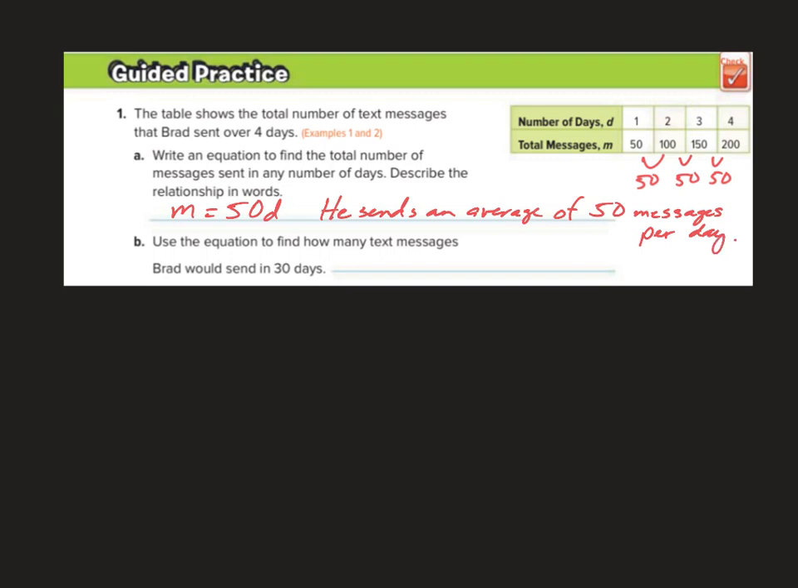Now we need to use the equation to find how many text messages Brad would send in 30 days. So we just apply our equation, M is equal to 50, plug in 30 for days, and we get 1,500 messages.